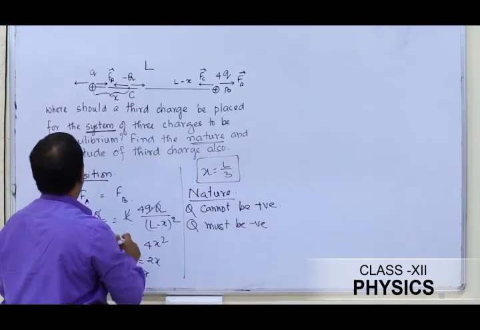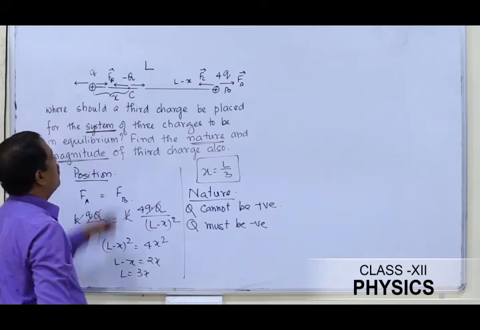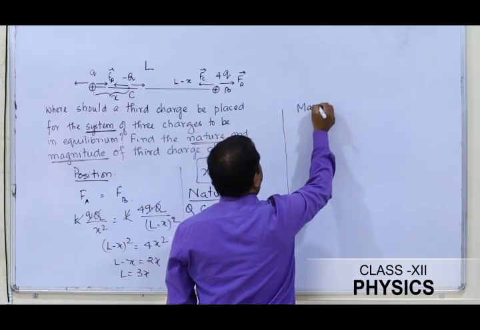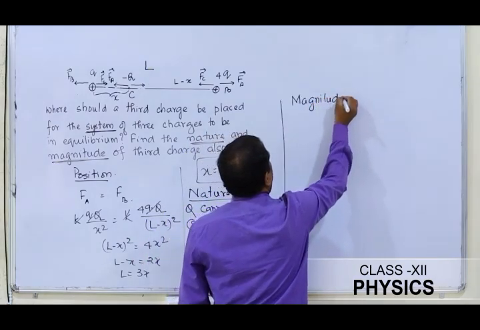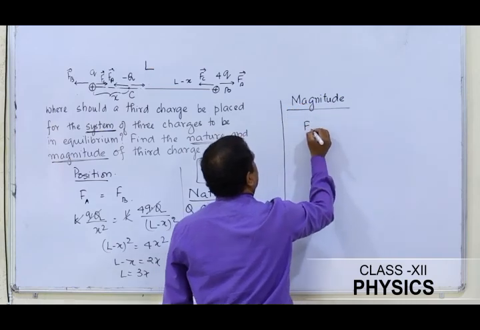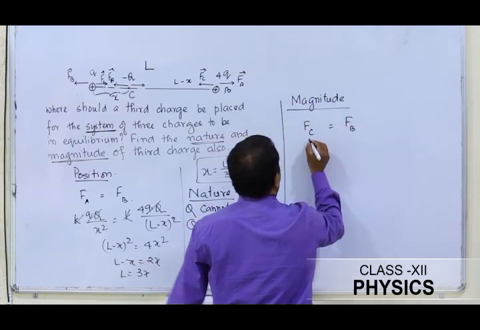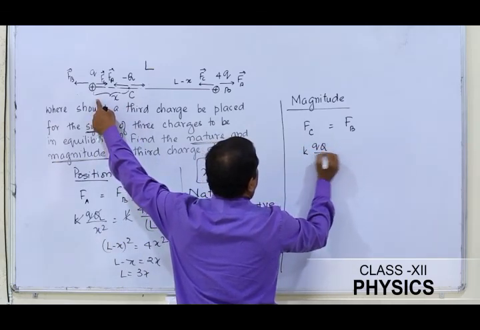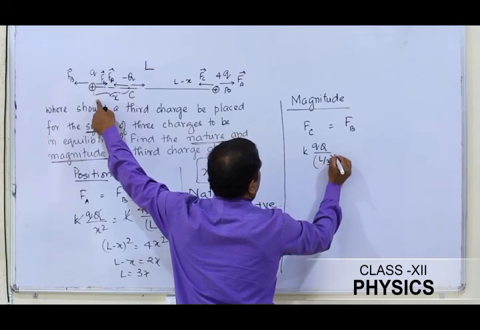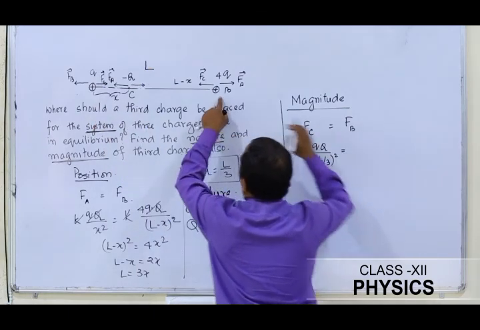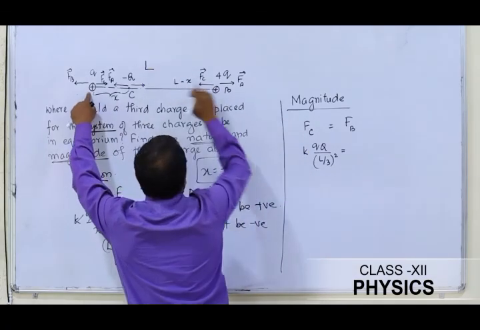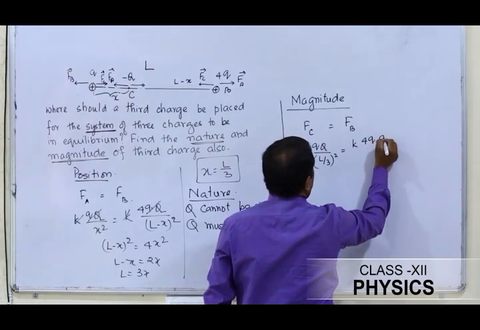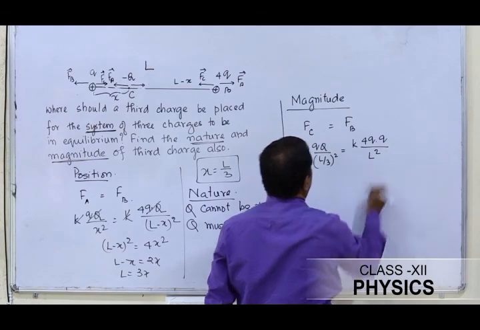So that is the nature of the charge. And next thing, we need to calculate what is the magnitude of the third charge. And to calculate the magnitude of the third charge, Fc is equal to Fb. Fc is this, so K into Q into capital Q divided by L by 3 distance whole square is equal to Fb, because of this charge, the total distance is L. So therefore, K into product of the two charges, 4q into small q, divided by distance L square.